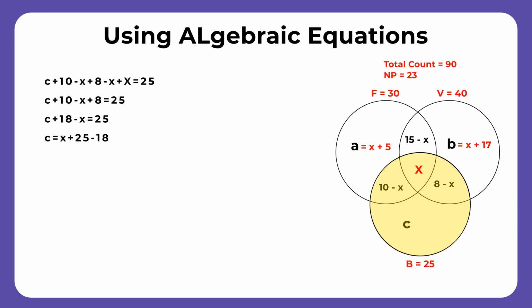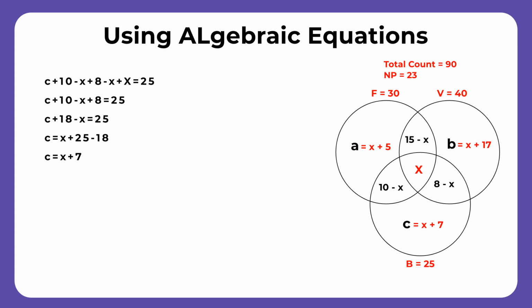C = x + 25 - 18. Now we have the value of C. C = x + 7. Now we have all the values we needed to find the value of x, which is basically the number of students playing all the games.